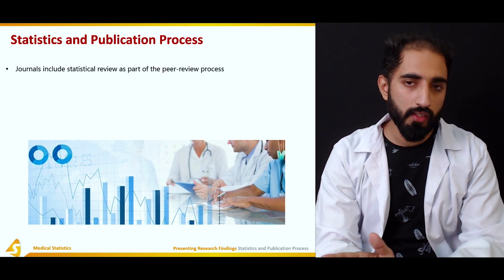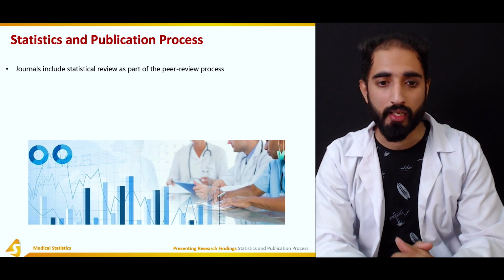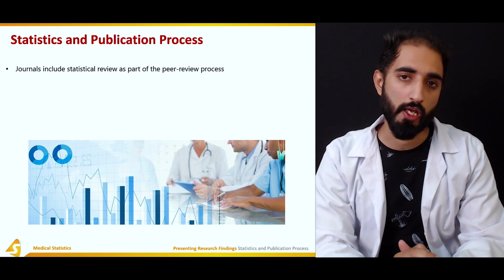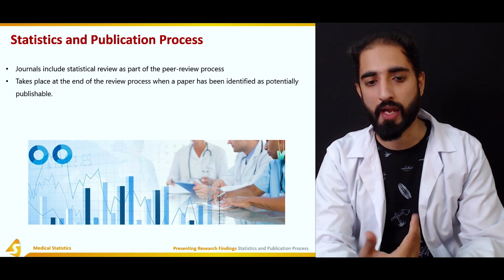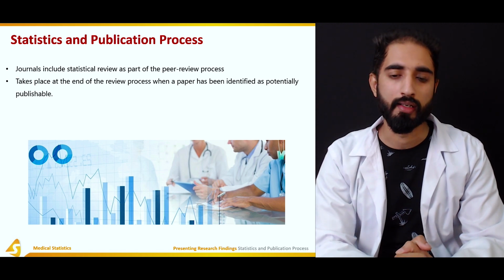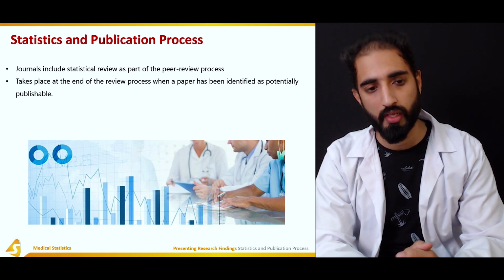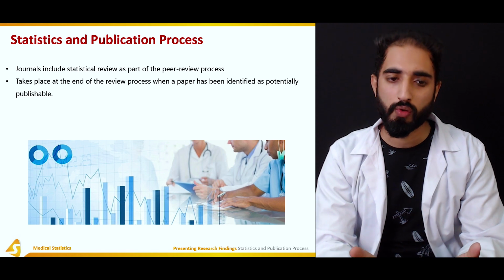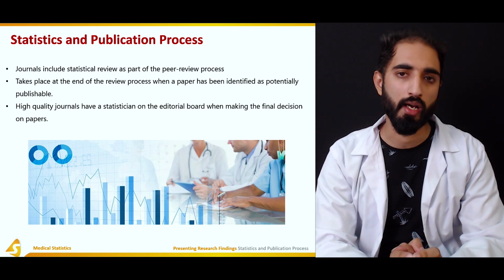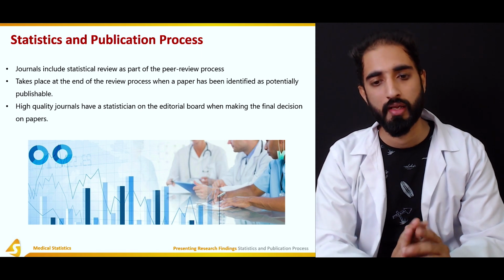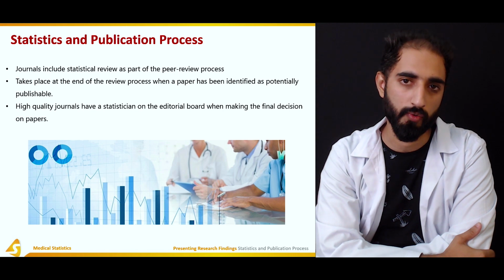Other than the review of the manuscript for different things, one important factor is the review of the manuscript for the statistical aspect of the research. Journals include statistical review as a part of the peer review process, and it usually takes place at the end, after the peer reviewers have shared that the paper has potential to be publishable in this journal. Then there is a review of the statistical procedures, usually done by a statistician, who is a member of the editorial board at high quality journals. High quality journals have a statistician on the editorial board who takes into consideration all of the statistical aspects of the manuscript when making the final decision on the acceptance of manuscripts.